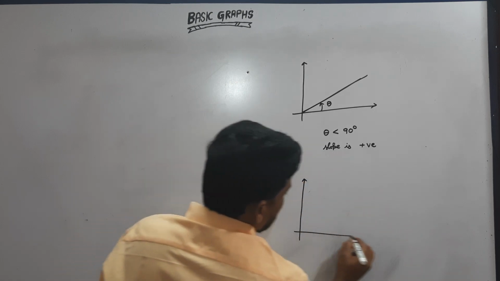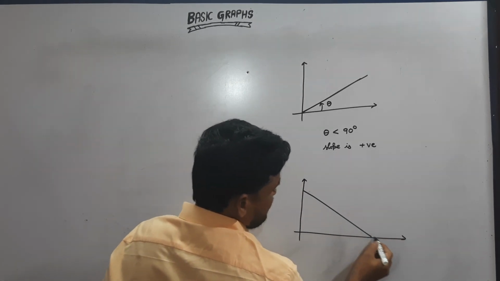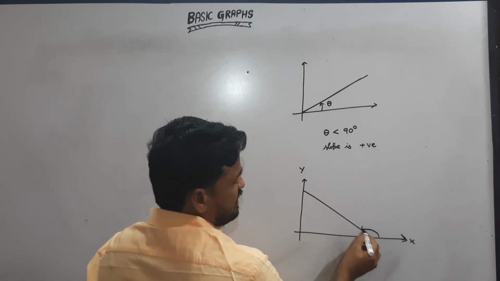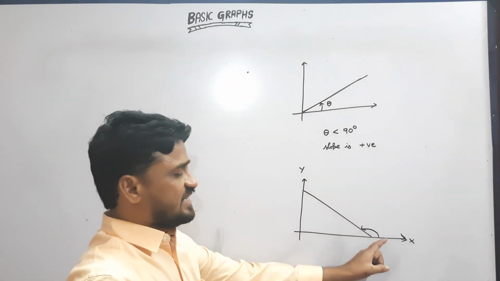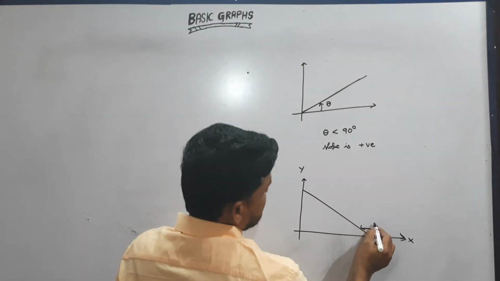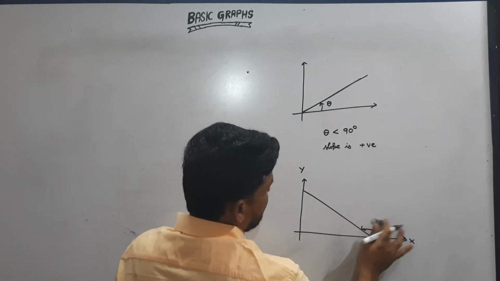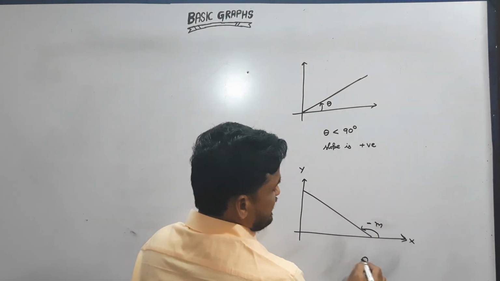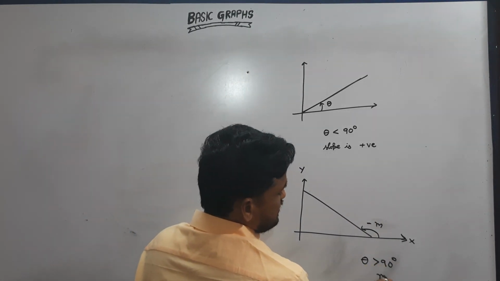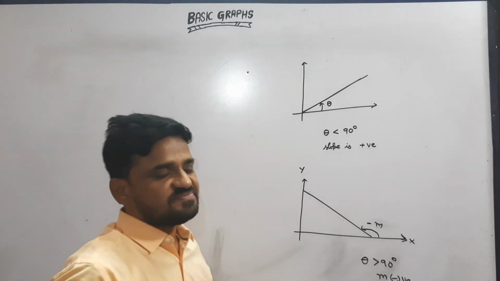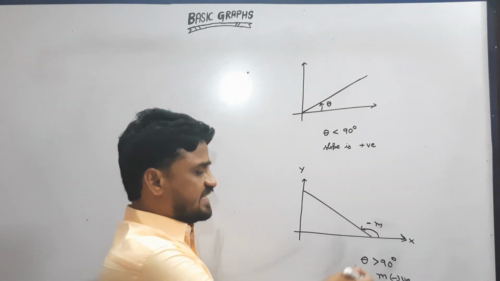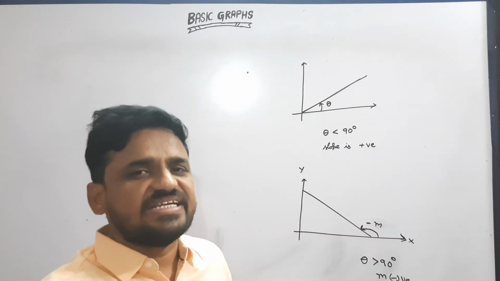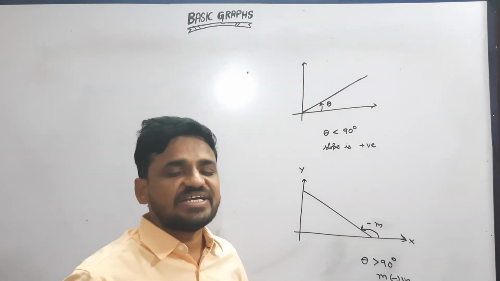If the angle made by the line with the x-axis is more than 90 degrees, here the slope is negative. Slope value is negative. If theta is greater than 90 degrees, the slope is negative. The angle made by the line with the positive x-axis in the anti-clockwise direction being more than 90 degrees means the slope is negative.